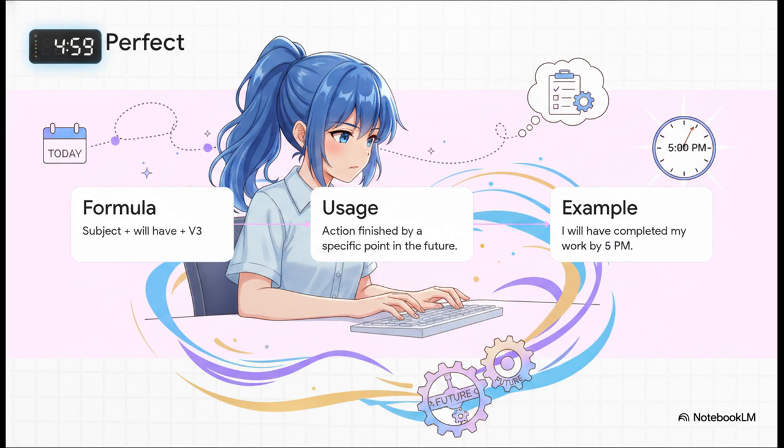Then comes the future perfect. Subject plus will have plus V3. I will have completed my work by 5 p.m. Here, you're basically mentally jumping forward in time, say to 5 p.m., and looking backward at an action that will already be finished by that specific point. Honestly, it's the absolute best tense for setting deadlines.